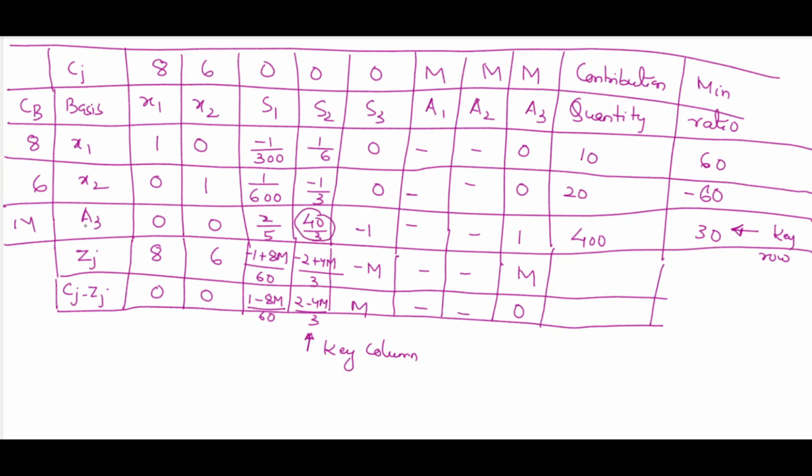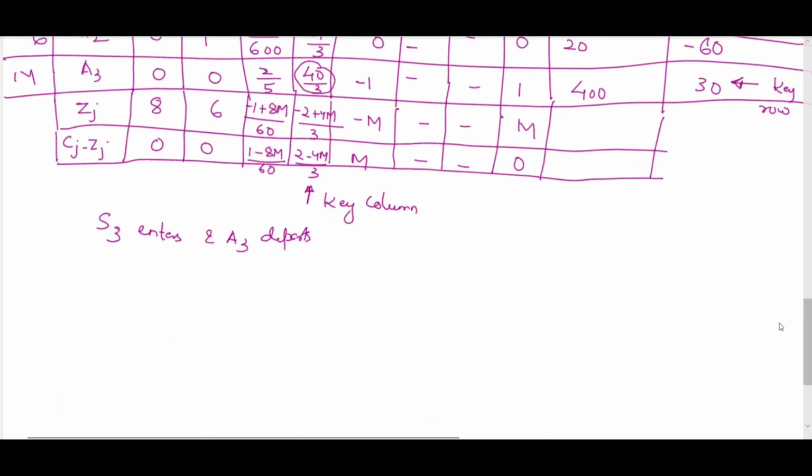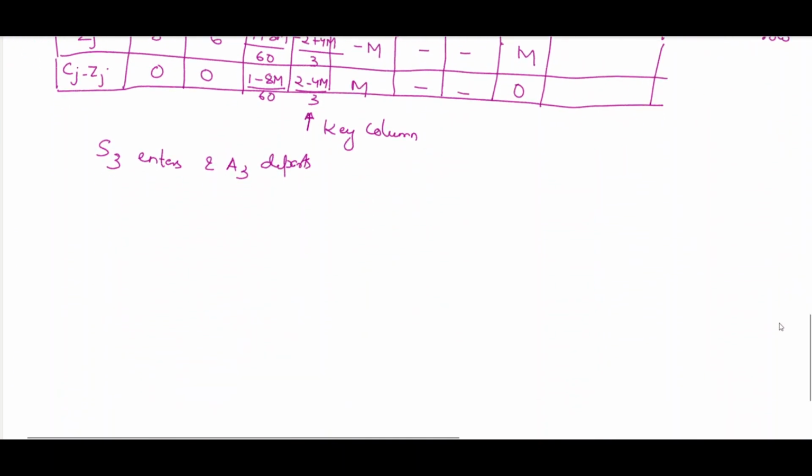Now the same rule follows. You can see that S2 is the incoming element and A3 will be the outgoing element. So here you can write down that S3 enters and A3 departs in this problem. So again you will make the iterations, and the same rules you will follow.